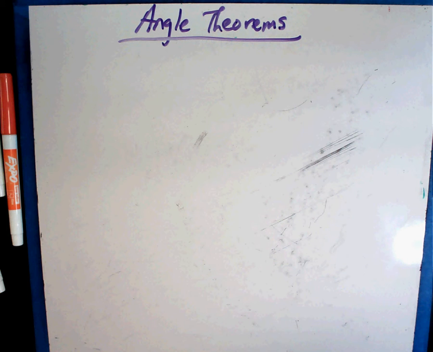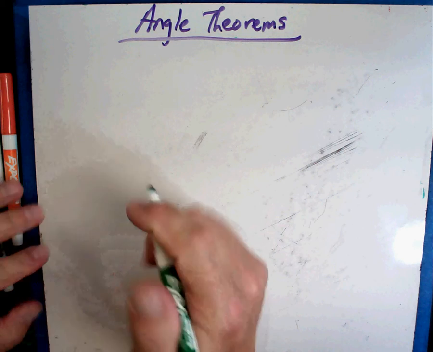In this video, we're going to talk a little bit about some geometry things. I'm going to show you some shortcuts. They're called angle theorems. Now, some of these you're going to know very quickly, and others it's been a while. So let's talk about something simple.